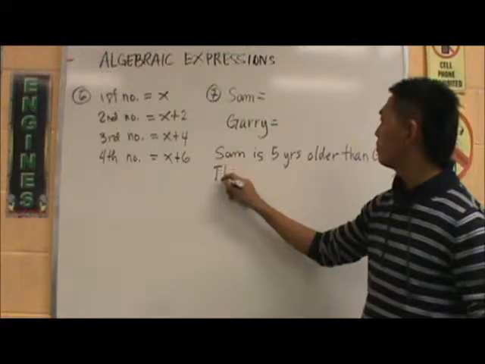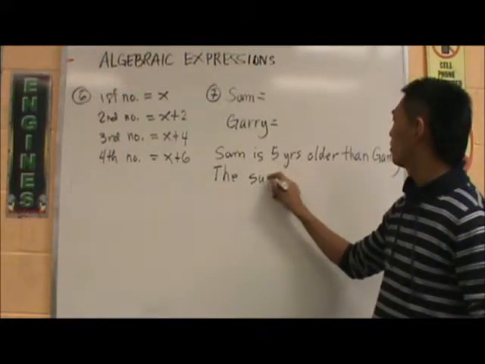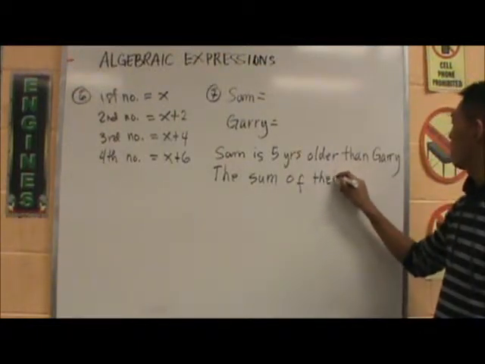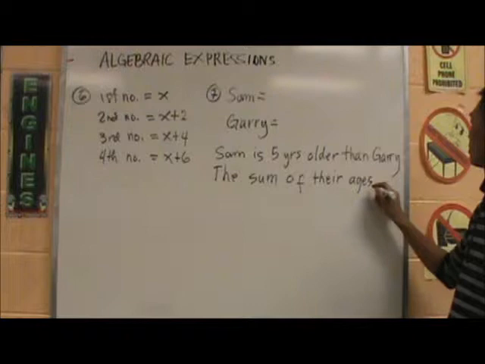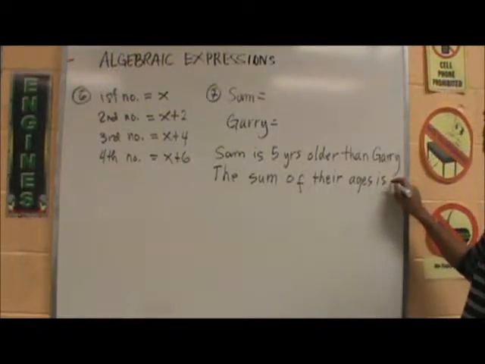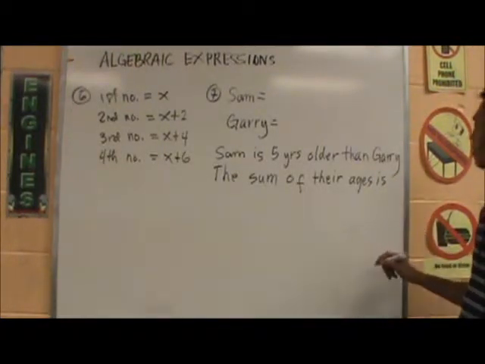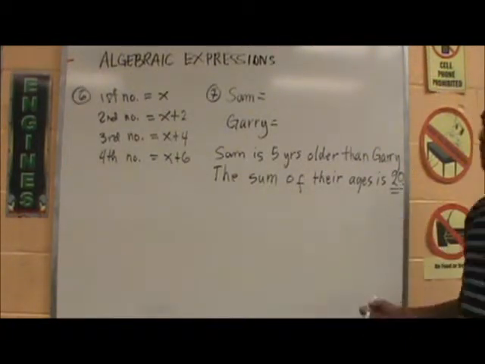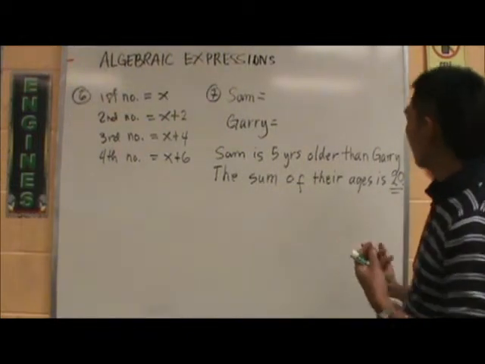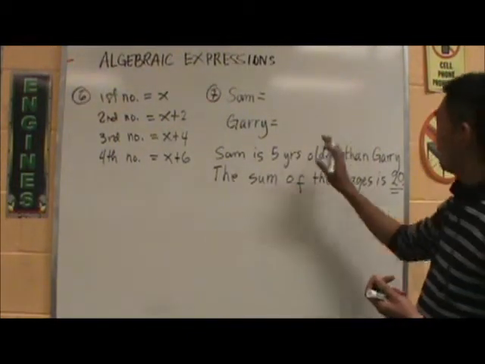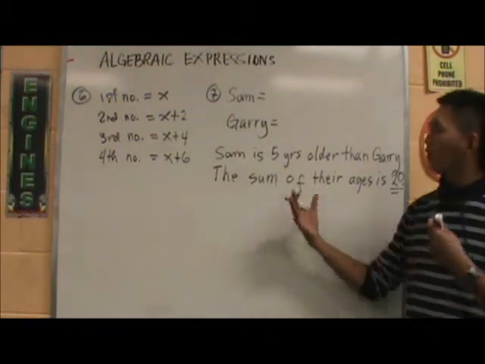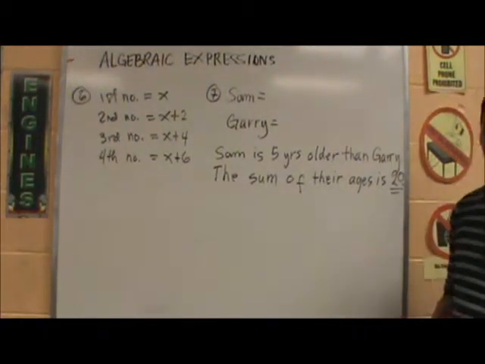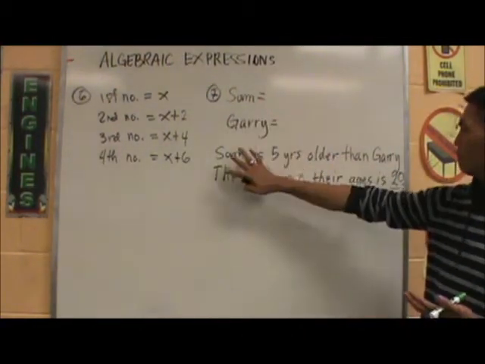The sum of their ages is 20. Now, this is not really a correct problem, I just created the question. But the skill that I'm going to teach you here is how to write an equation or an expression from this problem.